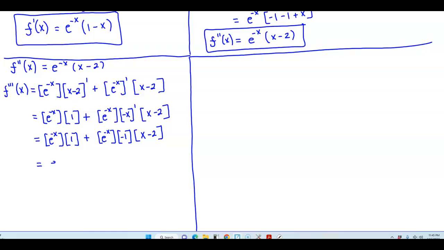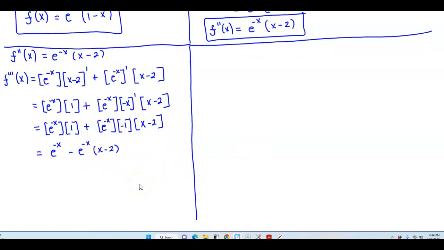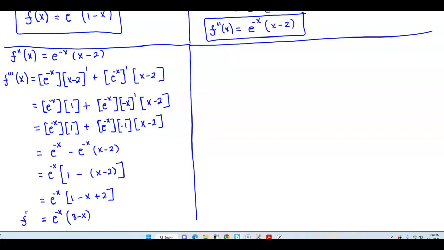So if we multiply this out, now we get e to the negative x times 1, which is e to the negative x. E to the negative x times negative 1 gives us minus e to the negative x times x minus 2. Okay, now can we factor out an e to the negative x? And the answer is yes. So if we factor out e to the negative x, then what's left is the following. We have 1 minus parentheses x minus 2. So if we distribute that, we get e to the negative x times 1 minus x plus 2. So we get e to the negative x times 3 minus x. And that represents the third derivative.